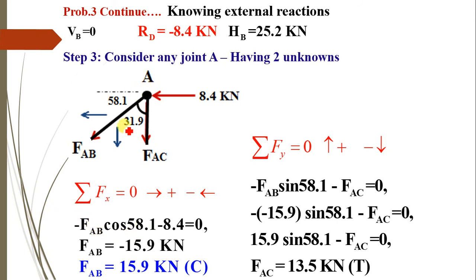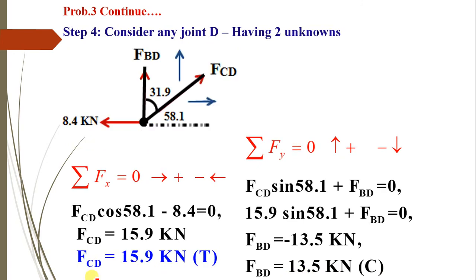So here we determine the angle with respect to horizontal is 58.1. So FAB into cos of 58.1 minus 8.4 equals 0. So FAB is minus 15.9, or we can say it is a compressive force. Then taking summation of Fy as 0, FAB sine of 58.1 minus FAC, substituting the value of FAB over here, we determine FAC as 13.5 kilonewton in tension.